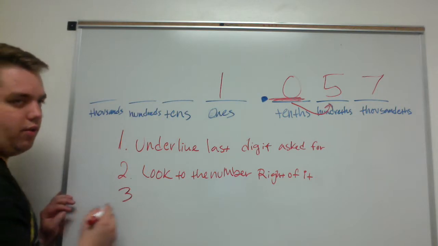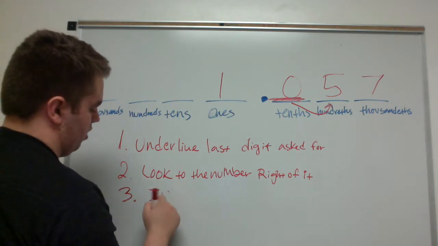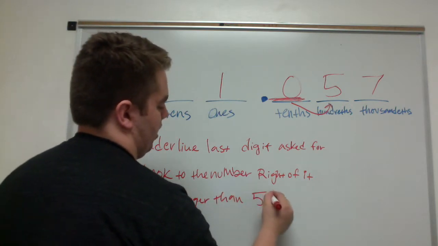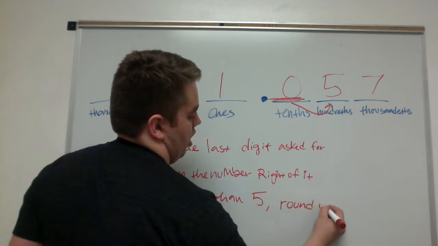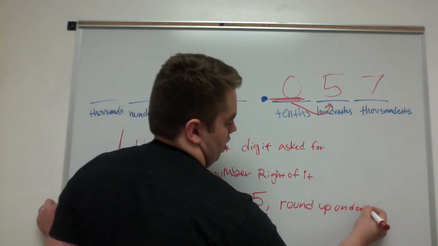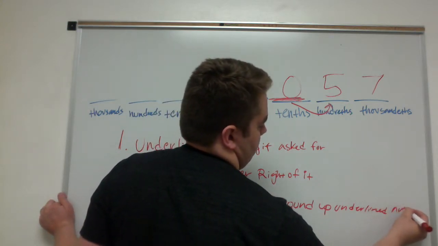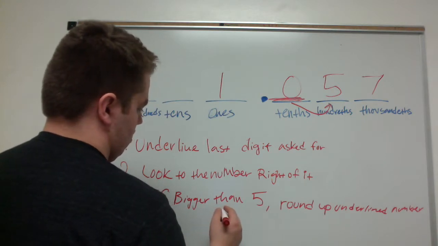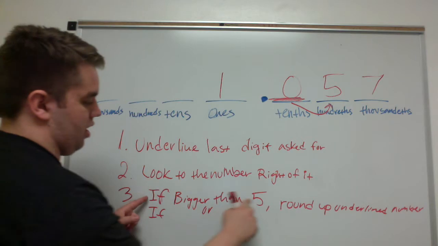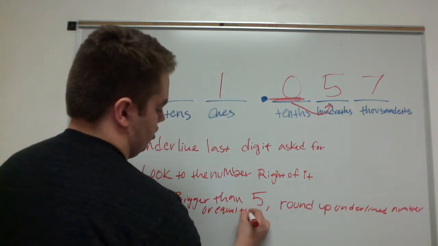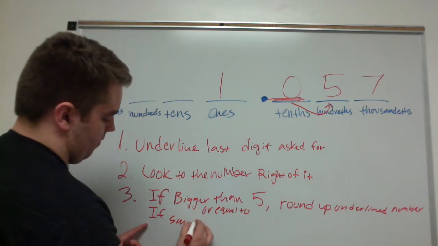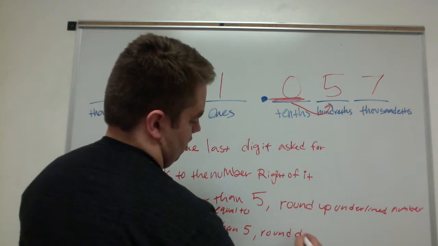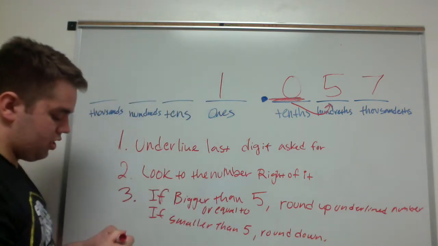3. If bigger than or equal to 5, round up. If smaller than 5, round down.